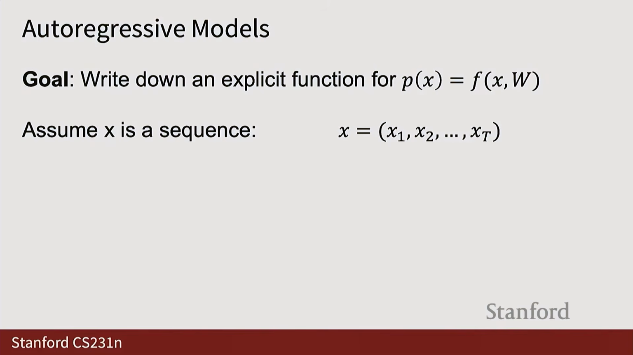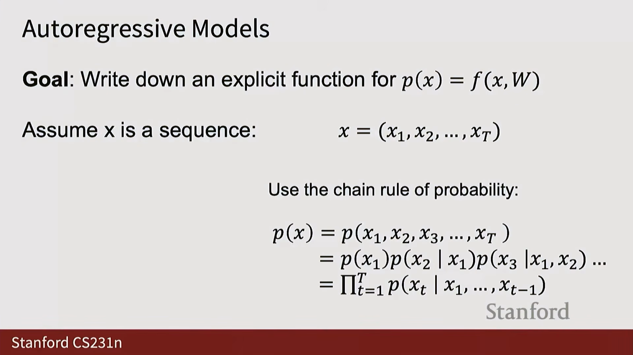So we assume that there's some canonical way to break up our data sample X into some sequence of subparts. And now we can apply the chain rule of probability.